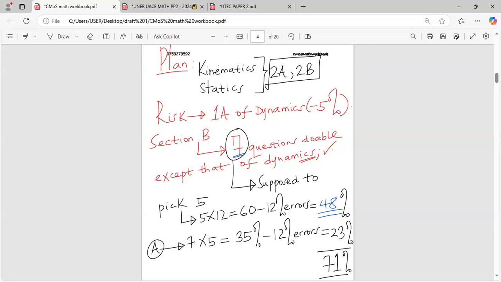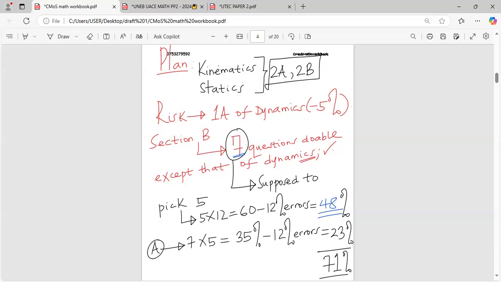I did 2 numbers of mechanics. In my UNEB paper, I didn't do any number of probability in section B because they brought a velocity time graph. They brought connected particles. Then the other question was on resolution. Very easy things. Resolution and then moments.